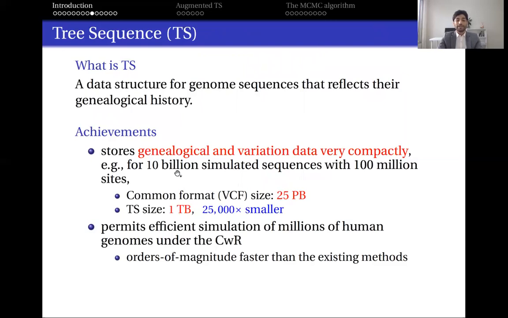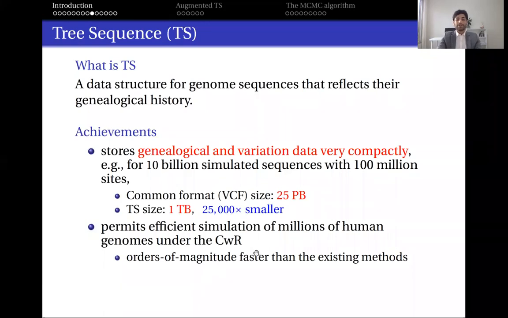For example, for 10 billion simulated sequences, each with 100 million sites or base pairs, the common format VCF needs about 25 petabytes. But for tree sequence, it only needs 1 terabyte, which is about 25,000 times smaller. Also, tree sequence permits efficient simulation of millions of human genomes under the coalescent with recombination. It's something that wasn't possible before, and it is still orders of magnitude faster than the existing methods that are based on the SMC and other approximation methods.